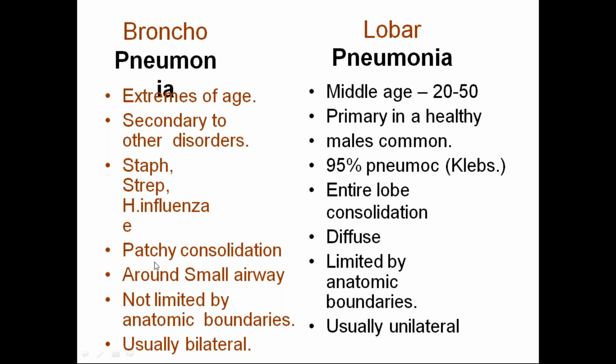And here grossly there will be patchy consolidation. Here there is diffuse consolidation of the lung, and this consolidation is seen around small airways, and there is no limitation by the anatomic boundaries. In case of lobar pneumonia, the inflammation is limited by the anatomic boundaries. Bronchopneumonia is usually bilateral, lobar pneumonia is unilateral.